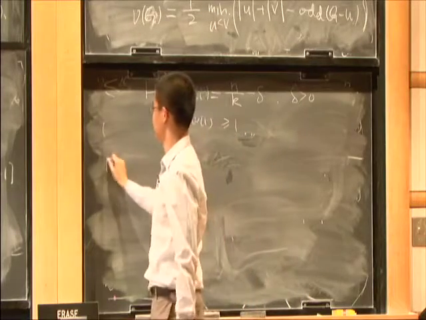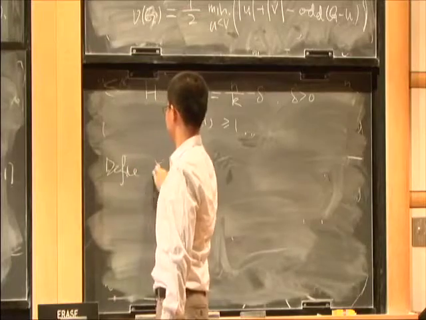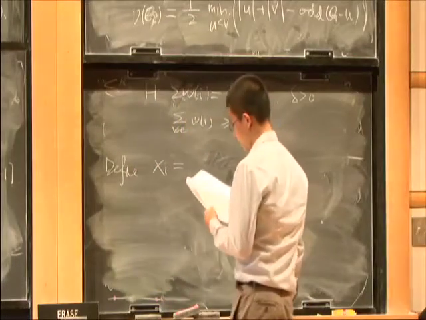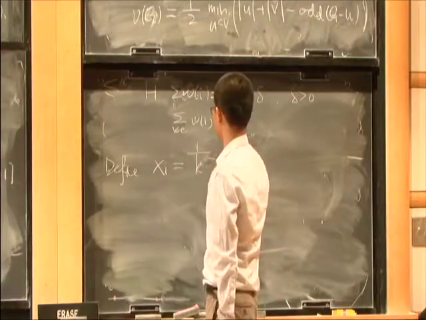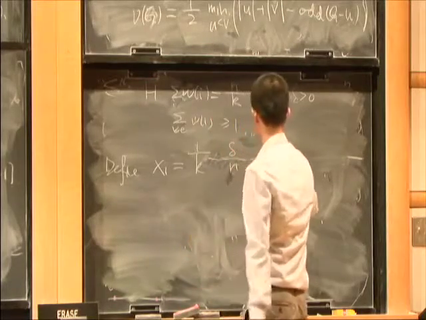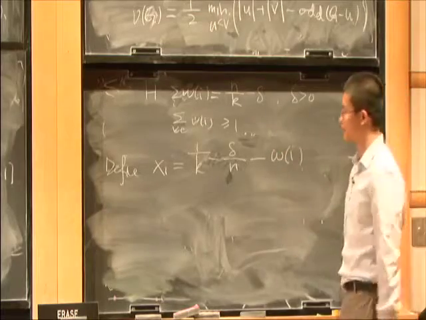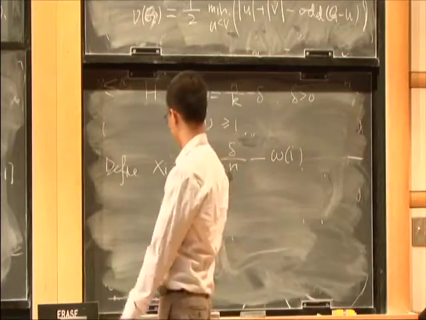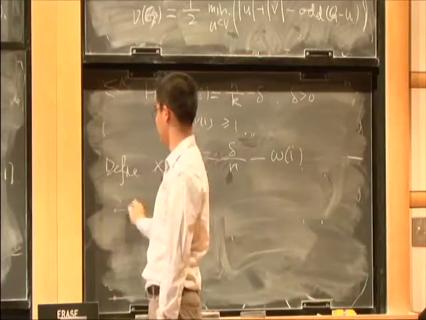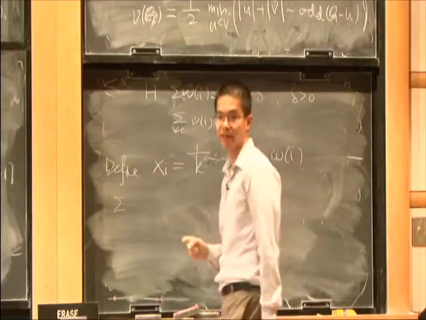Now we just define the sequence of numbers in the following way. We let Si equal 1 over k minus delta over n minus W of i, where W of i is the weight on the ith vertex. Now, first of all, we need to check that the sum of Si is non-negative.